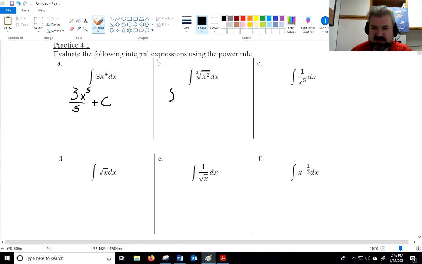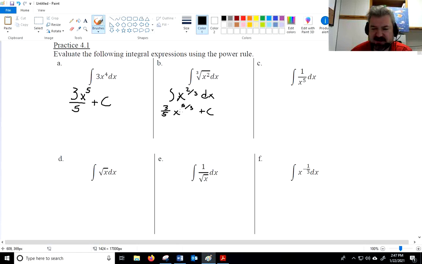All right, on this one I recommend rewriting this as x to the 2/3 dx. Then when we integrate, we're going to raise this by 1. So add 1, meaning add 3 over 3, giving you 5 over 3. And multiply by the reciprocal.